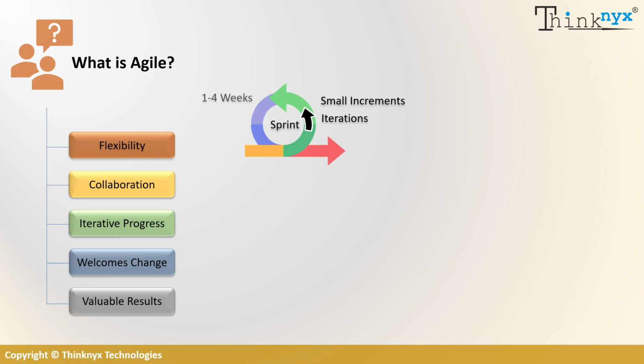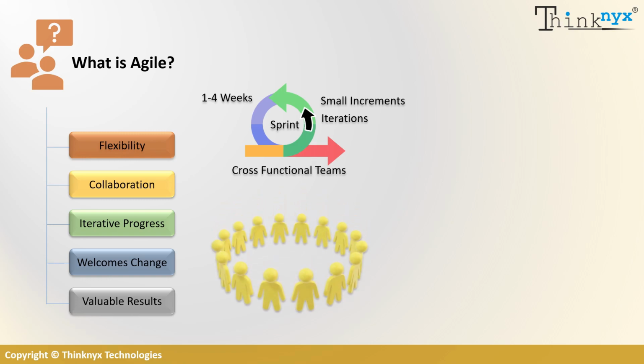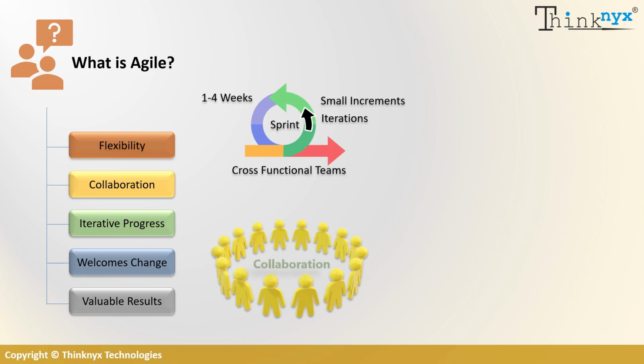These iterations last from 1 to 4 weeks and involve cross functional teams working closely together. The Agile methodology encourages adaptive planning, continuous feedback, and regular reflection and improvements. It promotes close collaboration between team members, stakeholders, and customers throughout the project lifecycle.